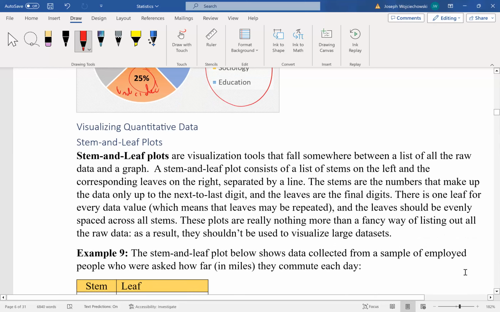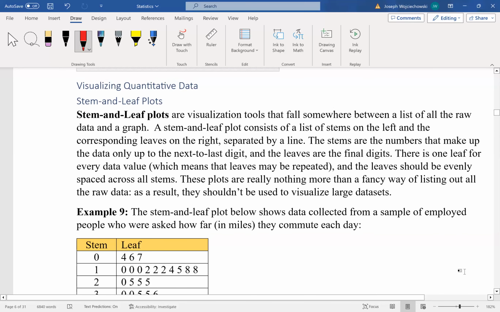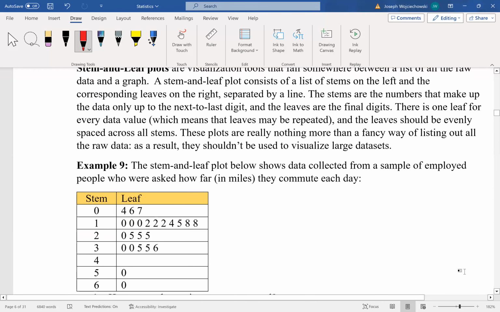So that brings us to our next example, which is called a stem and leaf plot. This is a visualization tool that falls somewhere between a list of all the raw data and a graph. A stem and leaf plot consists of a list of stems on the left and the corresponding leaves on the right, separated by a line. The stems are the numbers that make up the data only up to the last digit, and the leaves are the final digits.